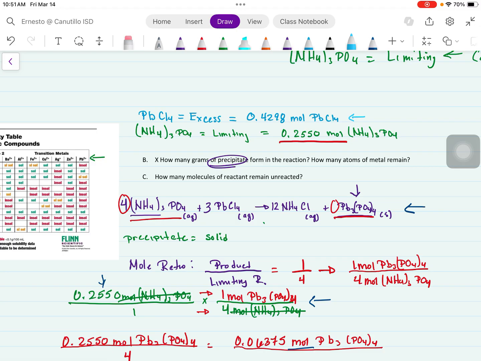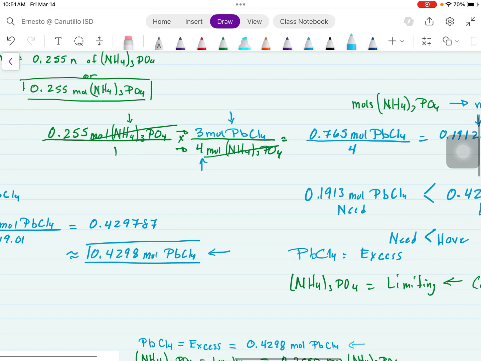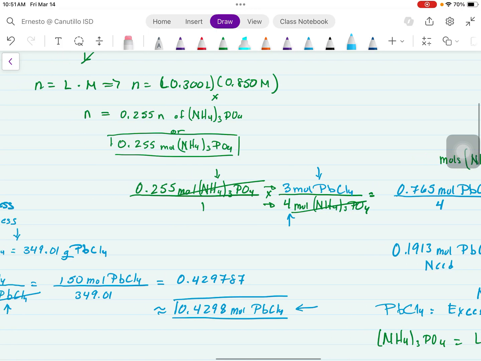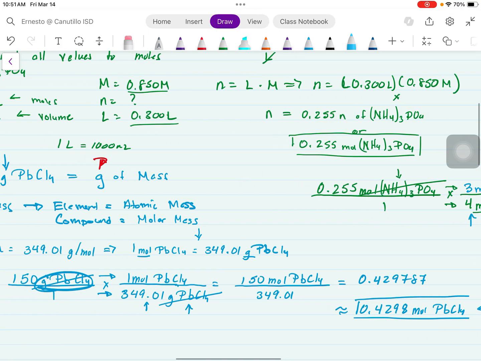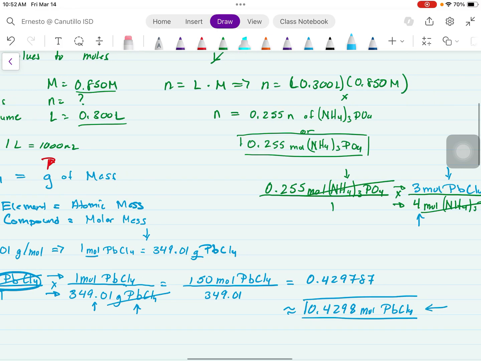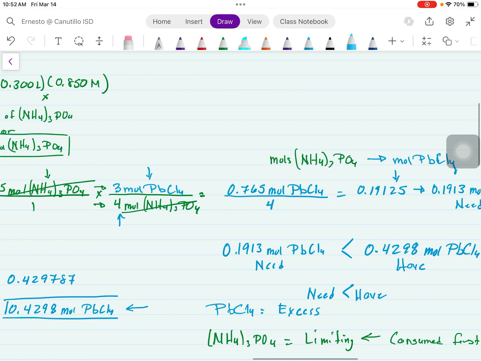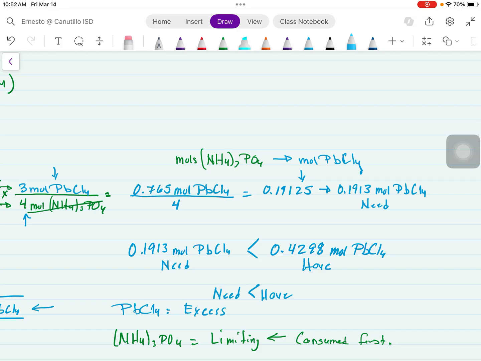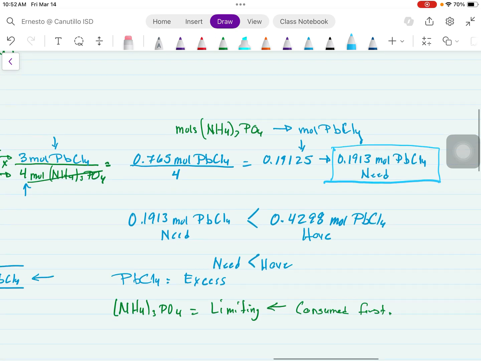That means how many of the molecules of the lead 4 chloride, or the excess reactant, are not going to undergo chemical reaction. Now, if we scroll back up to our previous calculations, let's see if we can find it here. We converted our moles of lead 4 chloride, and then we calculated our need of lead 4 chloride. So this is how much lead 4 chloride this reaction is going to use. This is our need. Now, we're going to compare that to how much we actually used. So let's figure out that difference.